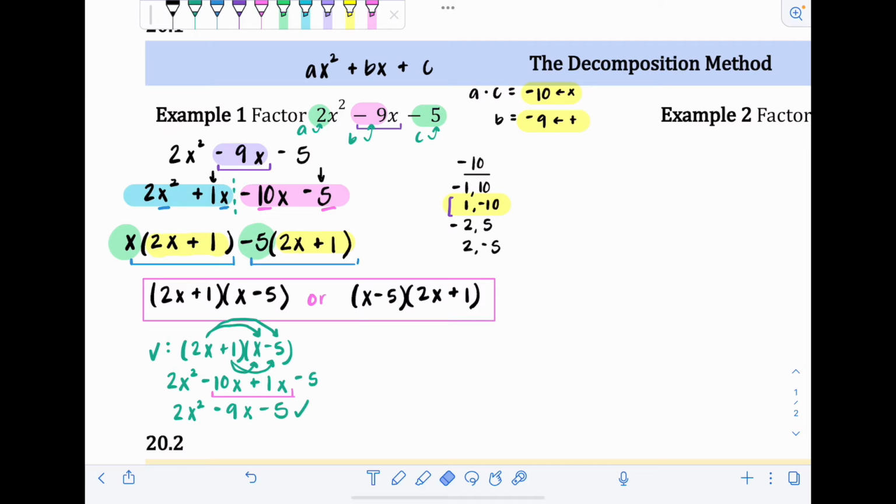Okay, so our check worked. Just keep in mind though that this is our final answer up here. Everything below it is just a way of checking our answer.